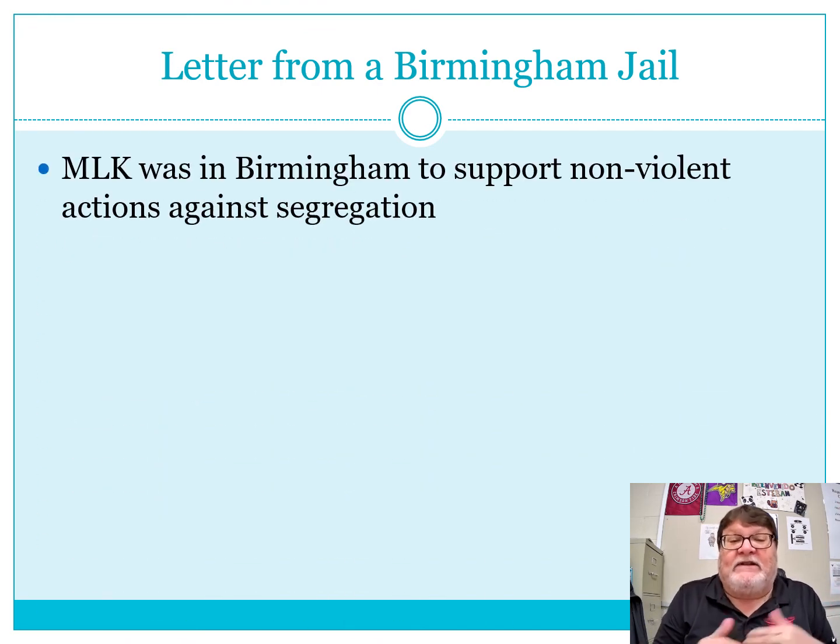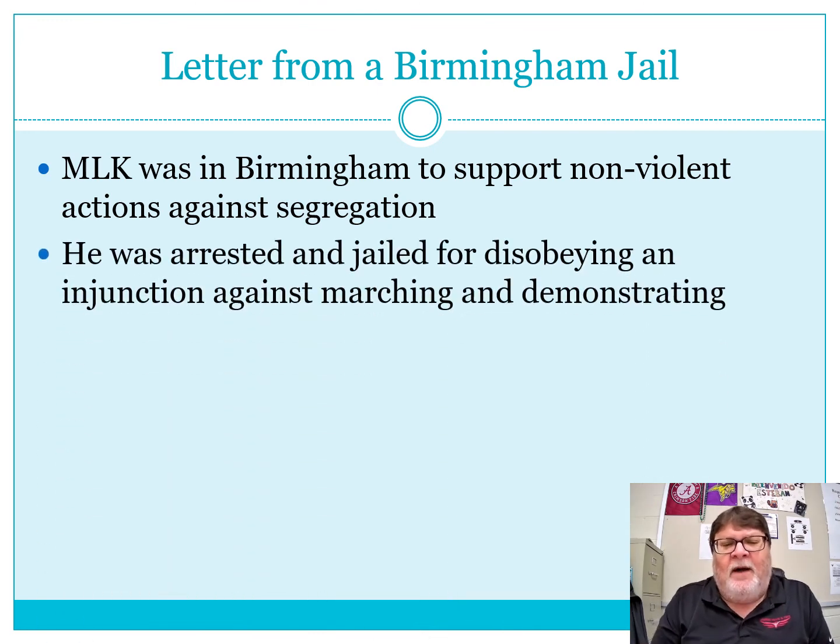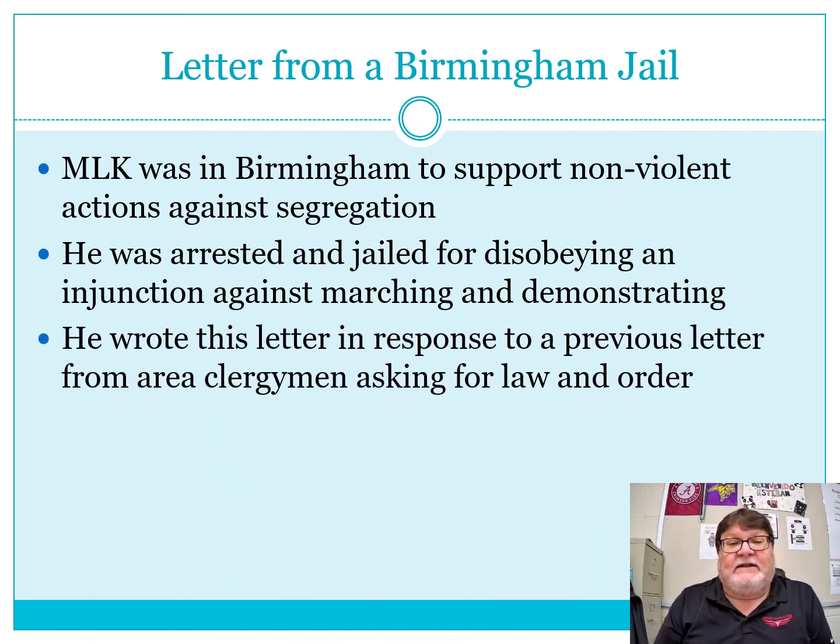Martin Luther King wrote it. He was in Birmingham, Alabama, to support a nonviolent set of actions against segregation. As you'll read, he says, and he's probably right, Birmingham might have been the most segregated city in the country at this time. This is 1963. He was arrested and jailed for disobeying an injunction against marching and demonstrating. So it's going to be civil disobedience, marching and demonstrating, and he gets sent to jail, and that's where he then writes this letter. He writes it in response to a previous letter, and that's part of the assignment as well, from area clergymen, I think 8 of them, asking for law and order, asking them to put off their march and wait and let another process take place.